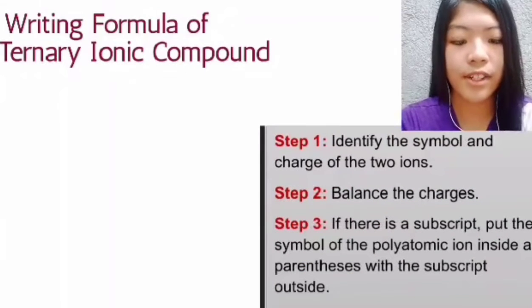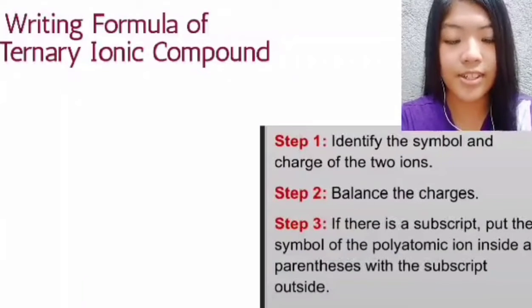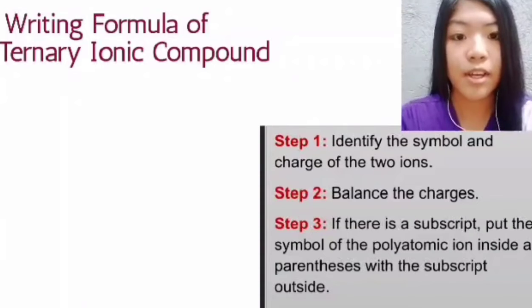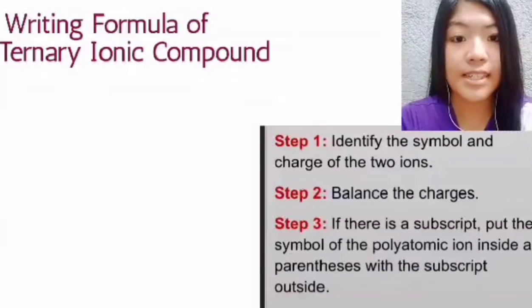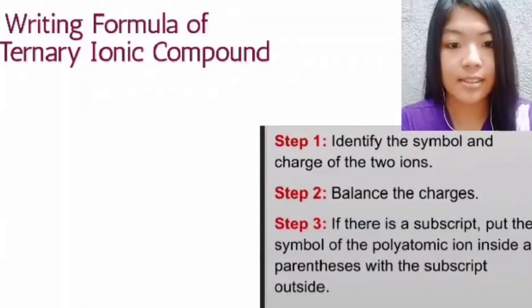We also have here the steps. For step 1, you have to identify the symbol and the charge of the two ions. Step 2, balance the charges. Then step 3, if there is a subscript, you have to put the symbol of the polyatomic ion inside the parentheses and then the subscript outside.